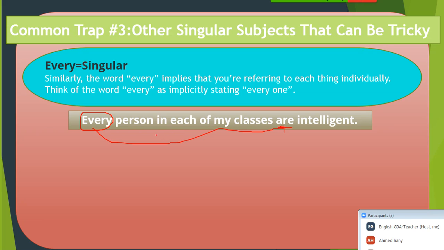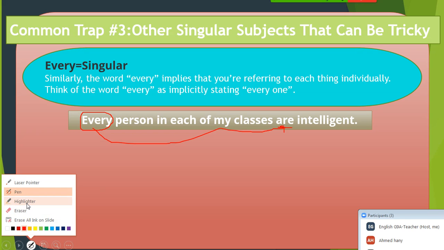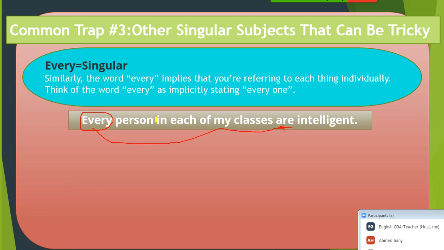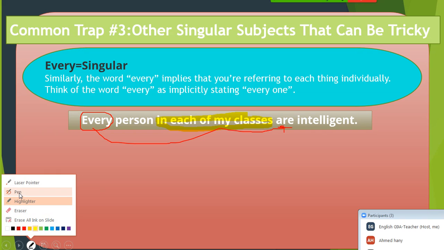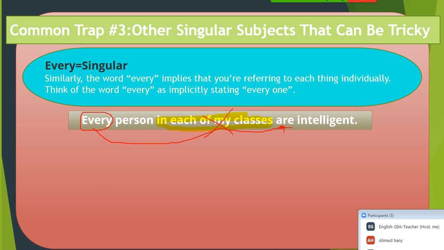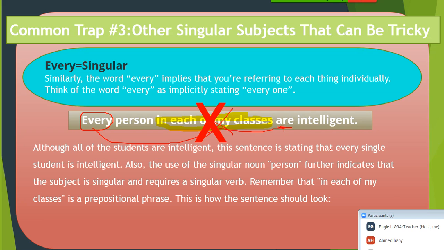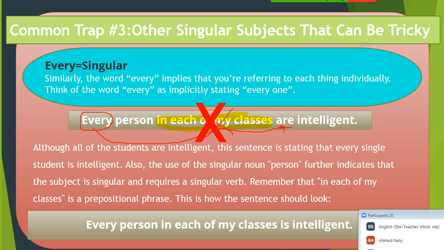I need you to put in mind something: I have this phrase, in each of my classes. This is a prepositional phrase, a non-essential one, so I can eliminate it. After eliminating it, we read the left-out sentence. It will be: every person are intelligent. So this is the wrong version of the sentence. The correction should be, as Ahmed said, every person in each of my classes is intelligent.